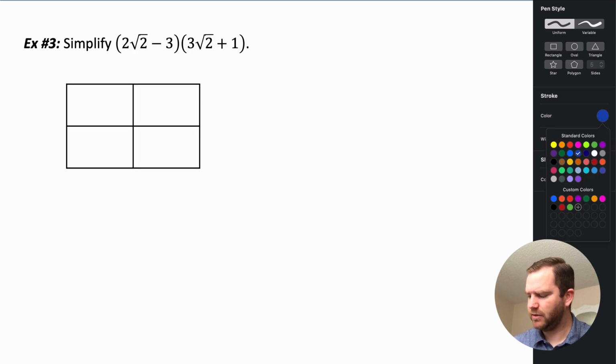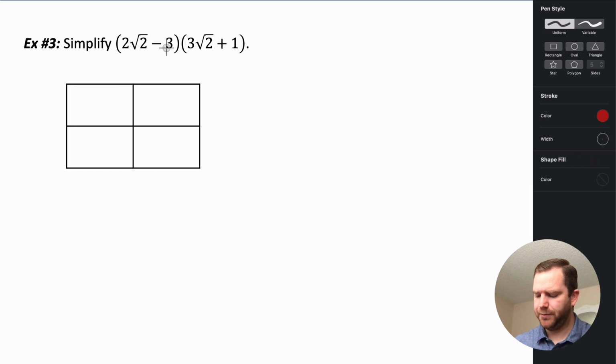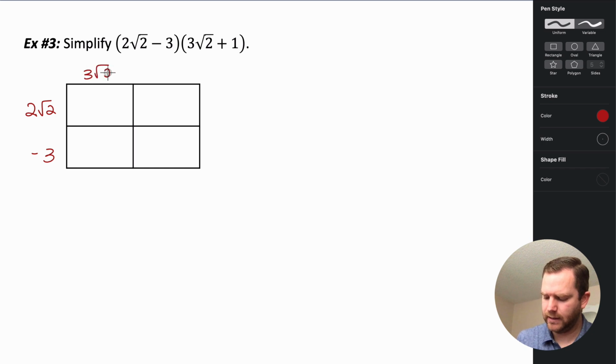So let's try this one using the box method. I'm going to put this first radical expression here along the side like this. So we have our 2 rad 2 and our negative 3, and then 3 rad 2 and our positive 1. So let's multiply. The 2 times 3, that's 6.